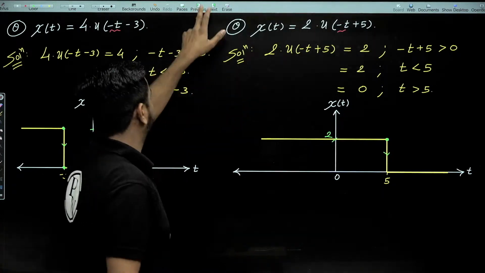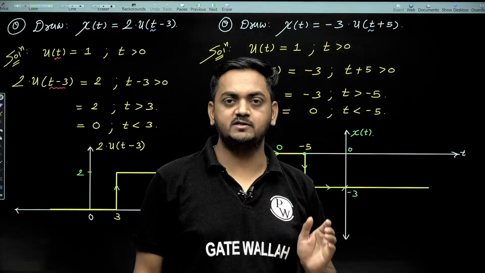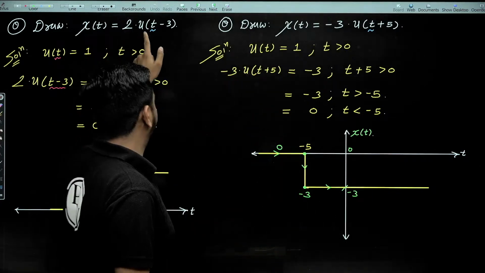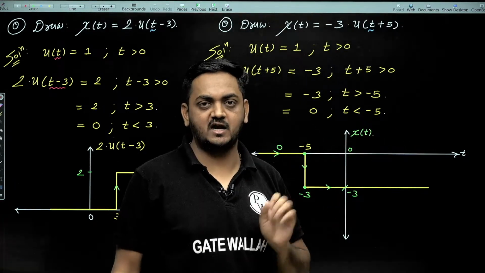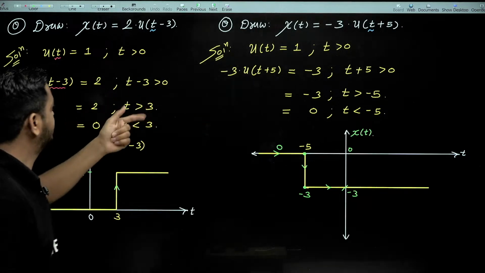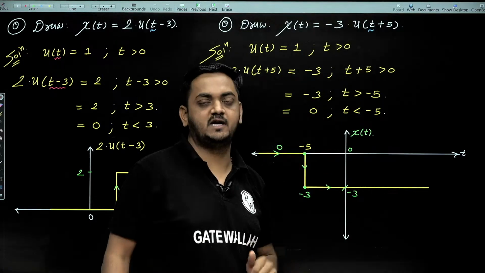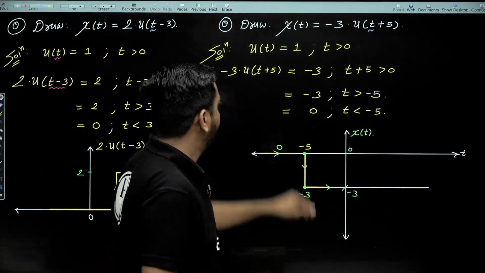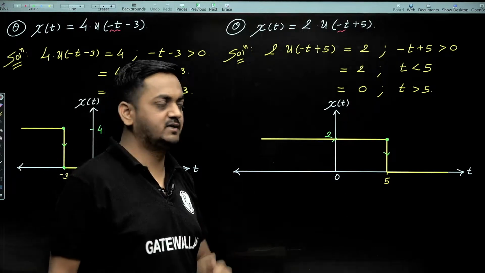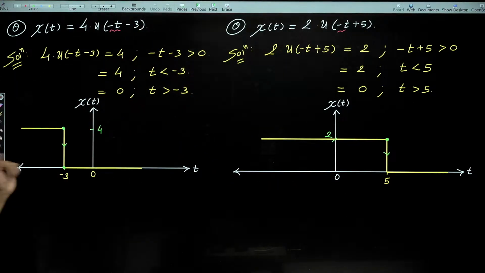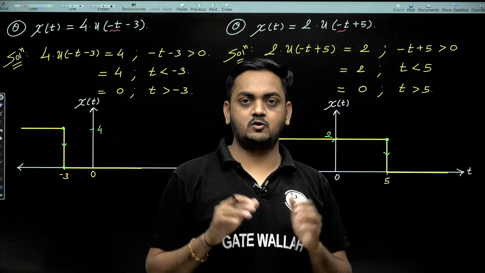What is the shortcut? First of all, you have to decide whether it will go right side or left side from the starting point. How to decide? By the sign of t. If it is plus t, then definitely it will go towards the right side from the starting point. And if it is right side, then take the opposite sign: minus 3, then plus 3; plus 5, then minus 5. Opposite sign for the right side and same sign for the left side. If it is minus t, then left side and same sign. If it is minus 3, the starting point will be minus 3; plus 5, the starting point will be plus 5. Is this shortcut clear?